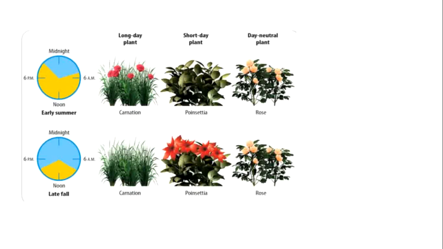Then you have the day neutral plants. These are plants that don't seem to be affected by the number of hours of darkness. Day neutral plants flower when they reach maturity and the environmental conditions are right. Plants such as roses are day neutral plants.